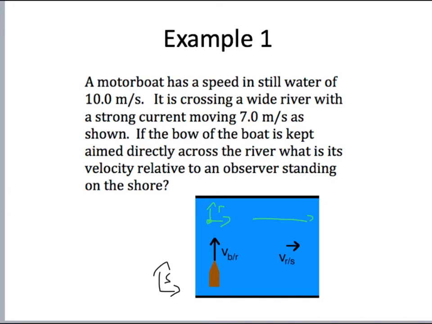Now, of course, someone on the shore would see the boat going forward and to the side at the same time, so they would see the boat going off diagonally. And that is basically what's going to happen. So measured relative to the river, the boat's going to seem to be going straight across. Measured relative to the shore, the boat's going to be seen as going off at an angle.